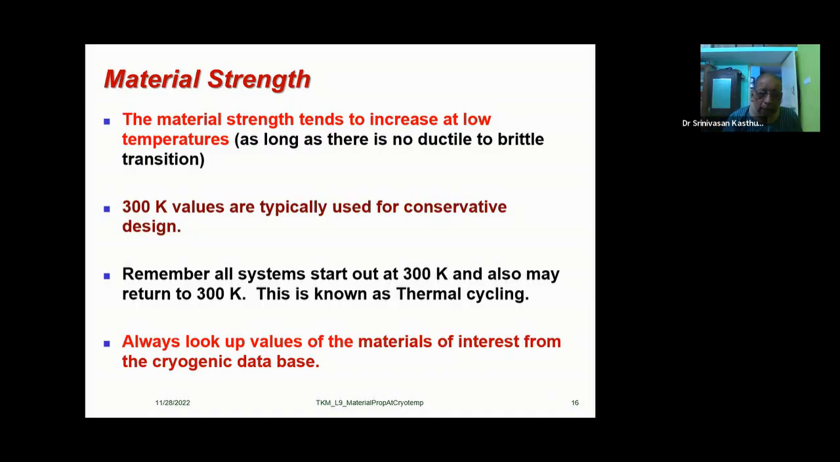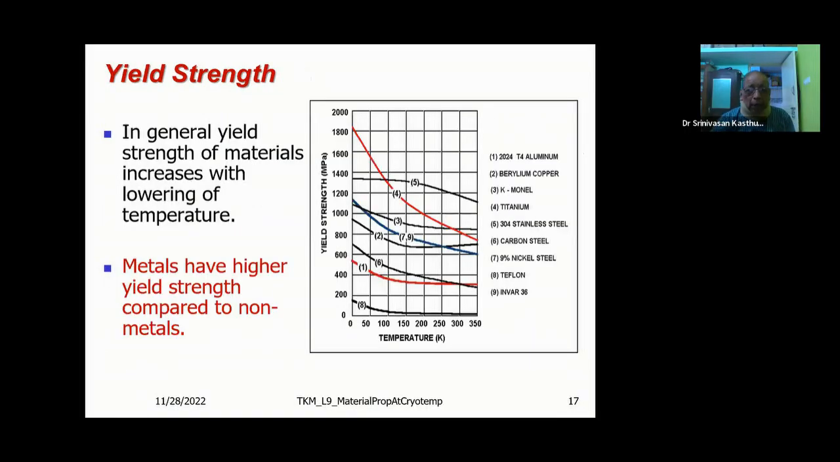Okay. So again, the lookup values for materials should be considered. You can take it from cryogenic database and so on. It is possible to do that. I am now just showing you the yield strength, for example, for different materials. So what is plotted here on this graph is yield strength in megapascal on the y-axis and temperature in Kelvin on the x-axis. So you have different materials.